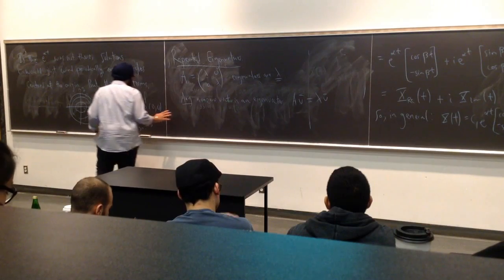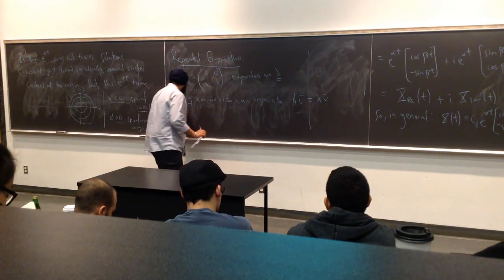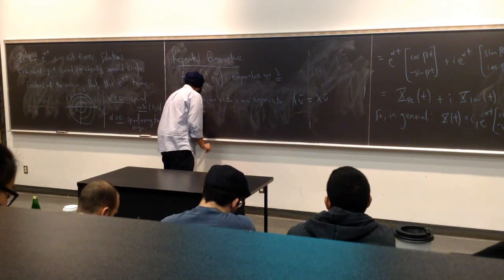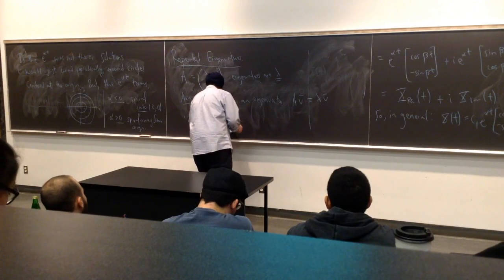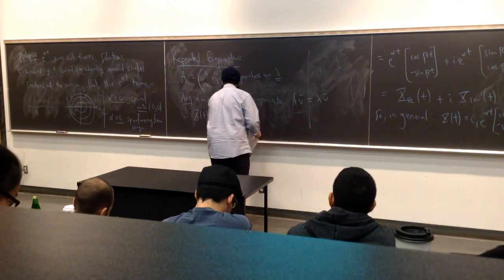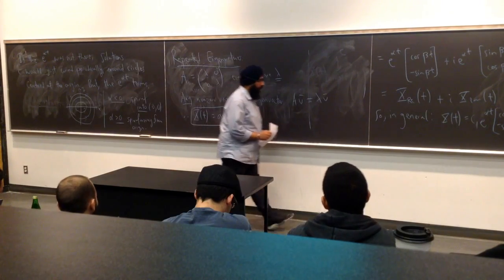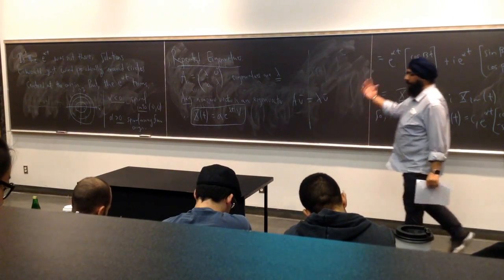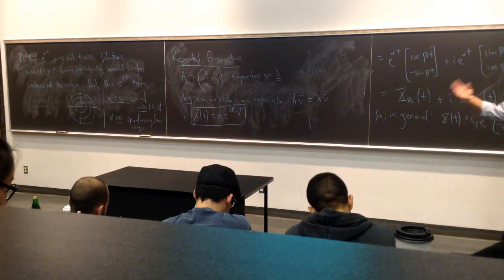So it's the same idea. The solution, therefore, is still x of t equals alpha e to the lambda t times the eigenvector. That never changes. It's always e to the eigenvalue times t, times the eigenvector.